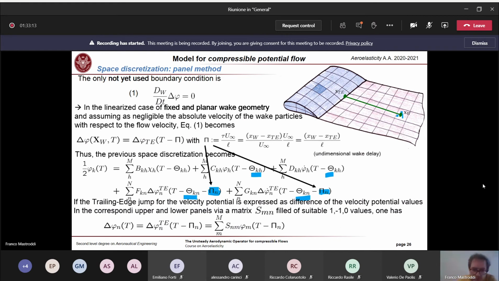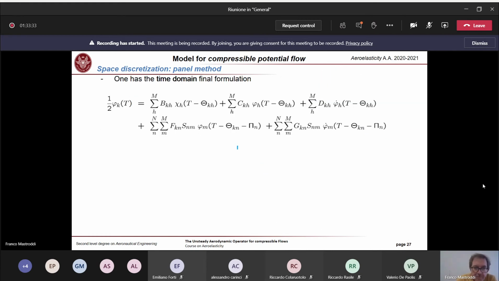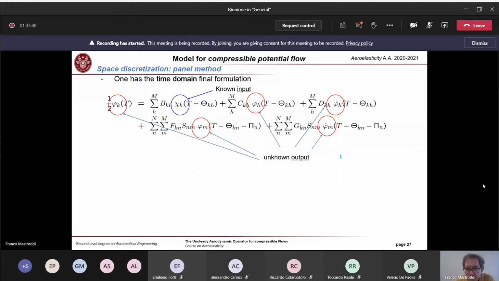The operator S, as you know, is used to express the jump of the delta phi at the trailing edge as depending on the potential on the body surface. And so at the end, we have a final time domain relationship between the velocity potential, including all these delay mechanisms. And this is the input, the known input, and these are the outputs, in the point and the derivative of the output in the point.